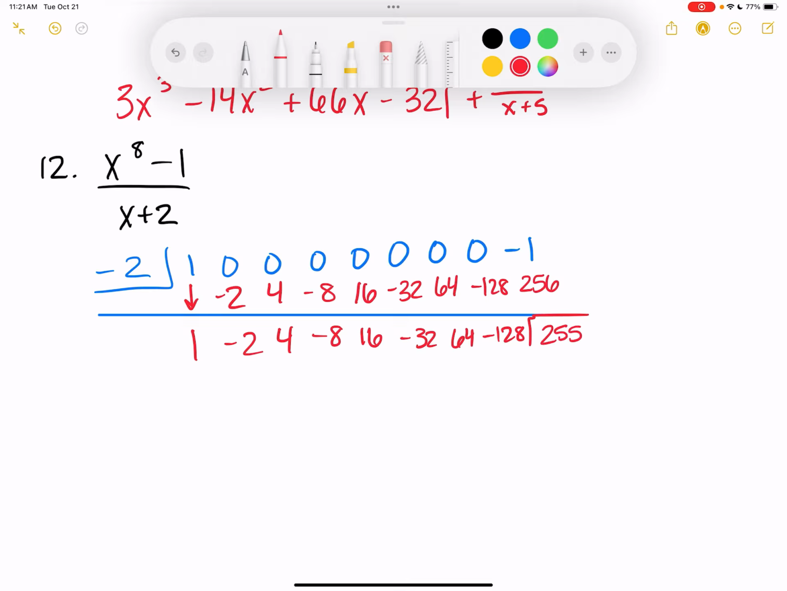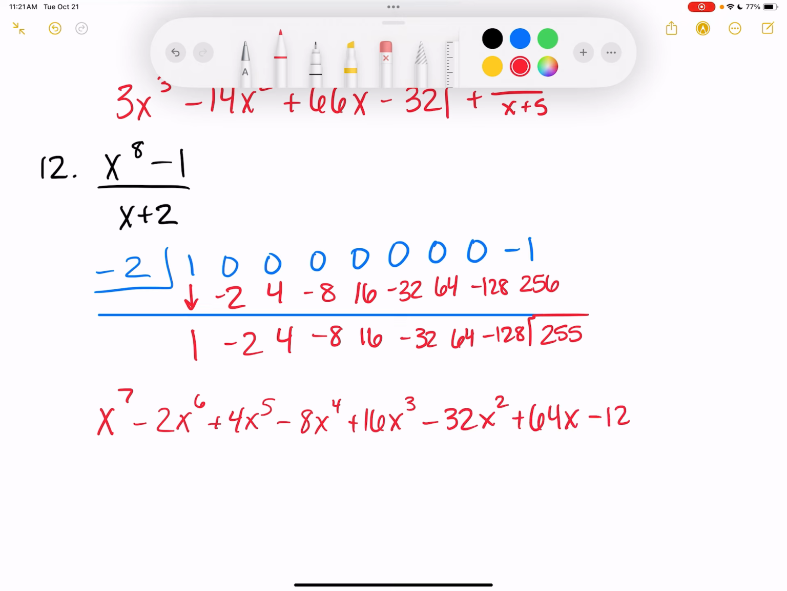So then we've got, this was x to the 8th. So this thing went from being something nice and short and simple to this huge long thing. So I've got x to the 7th minus 2x to the 6th plus 4x to the 5th minus 8x to the 4th plus 16x cubed minus 32x squared plus 64x minus 128, and finally plus 255 over x plus 2.